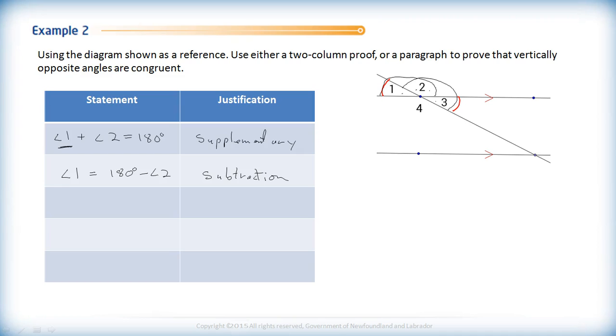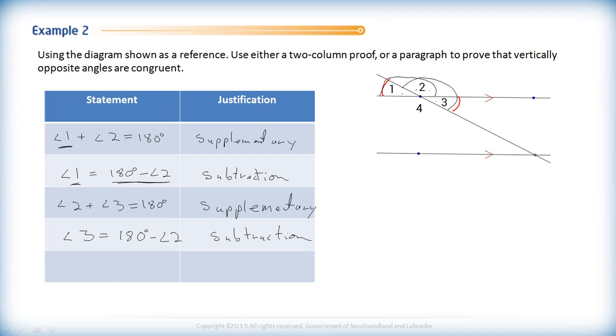Then I'm going to say that angle 2 and angle 3 also have to be supplementary. So angle 2 plus angle 3 also gives us 180 degrees. Those are also supplementary angles by that same straight line theorem that we all remember from junior high. If that's the case, I'm going to do another subtraction to get this expression for angle 3 as well as for angle 1. So angle 3 is also 180 degrees minus angle 2, and that's by subtraction again. Okay, so we've got that one.